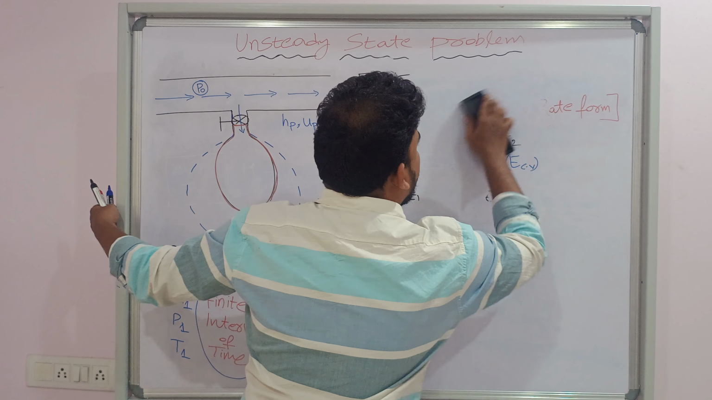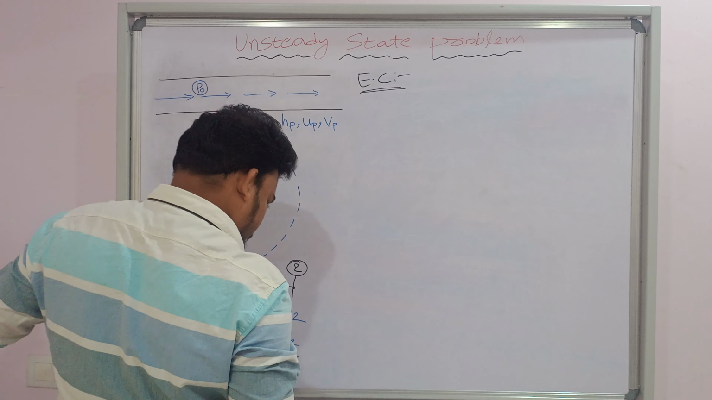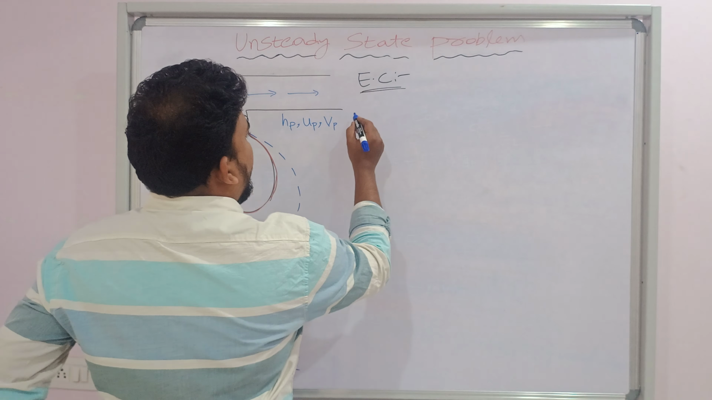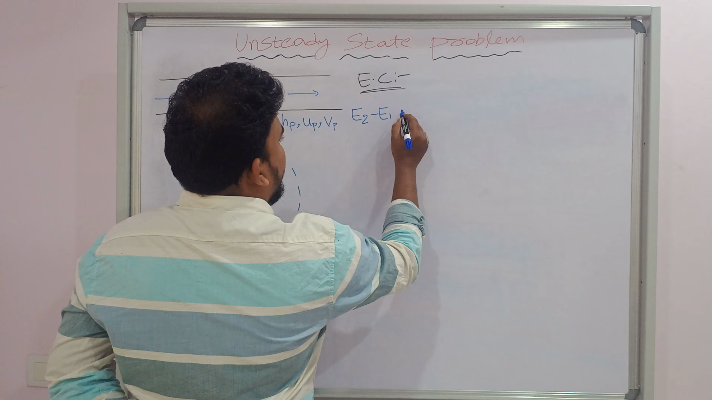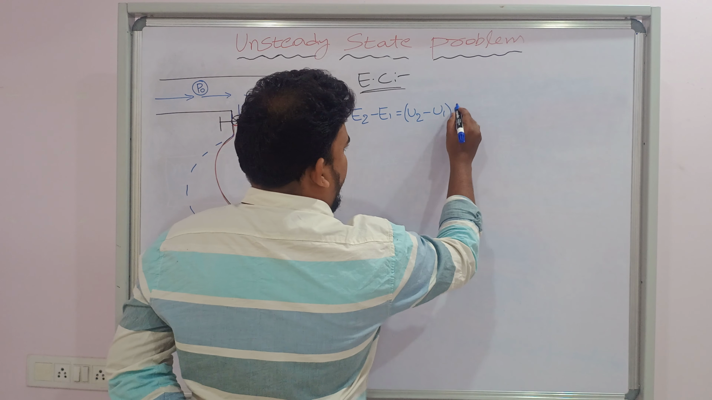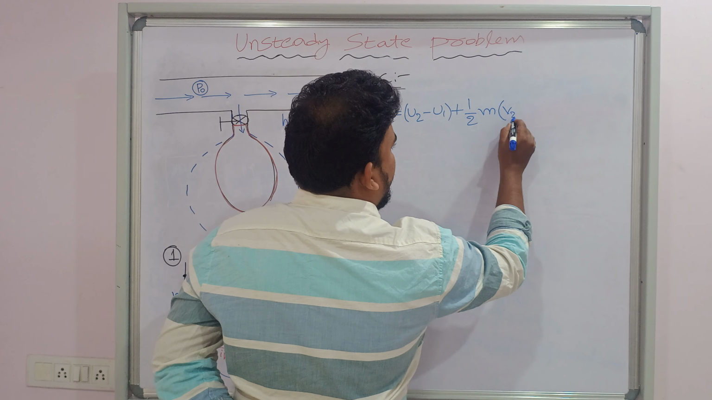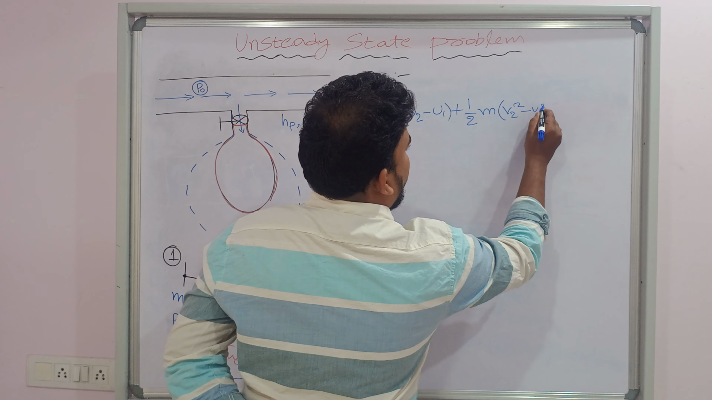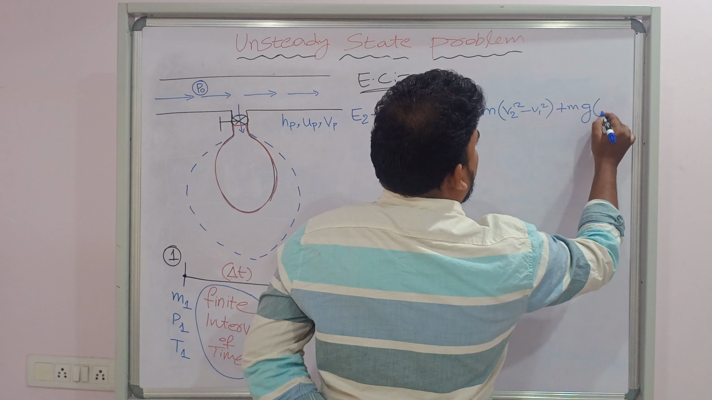This is important because nobody will tell you these things. See, E2 minus E1 is written as U2 minus U1 plus half into M, V2 minus V1 square, plus M G, H2 minus H1.